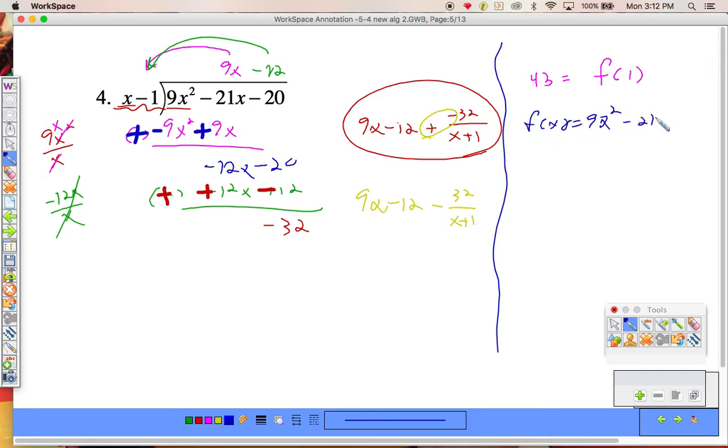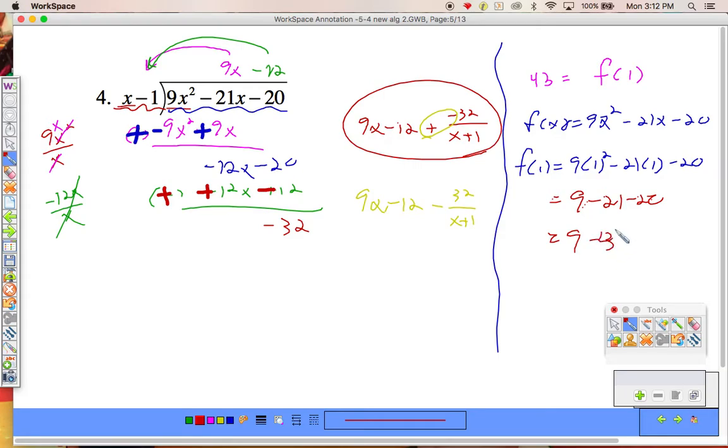9x squared minus 21x minus 20, which is this. And I want f of 1. I'm going to put in a 1 into both of my x's, do my math. We get negative 32. All right, if you're seeing something, great. If not, we will get there. All right, because when we start doing the next one, it's going to be a little bit easier. All right, just remember these answers and how we did our math and got them.